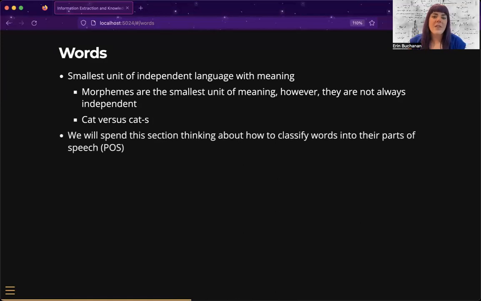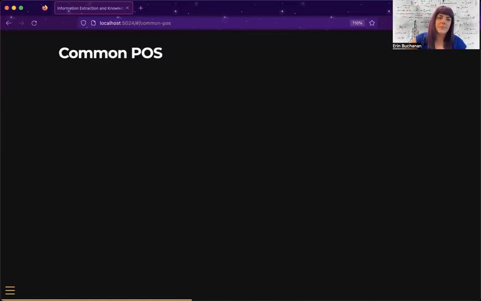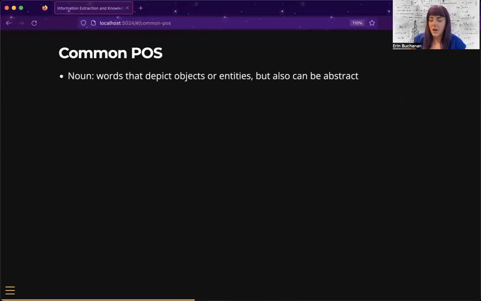So we'll spend this section thinking about how to classify words into their part of speech very briefly so that we can then go back to keyphrase extraction and NER. Okay. So what are some parts of speech? Well, we could call things nouns. Nouns are probably the most important component for information extraction, but the verbs are useful too.